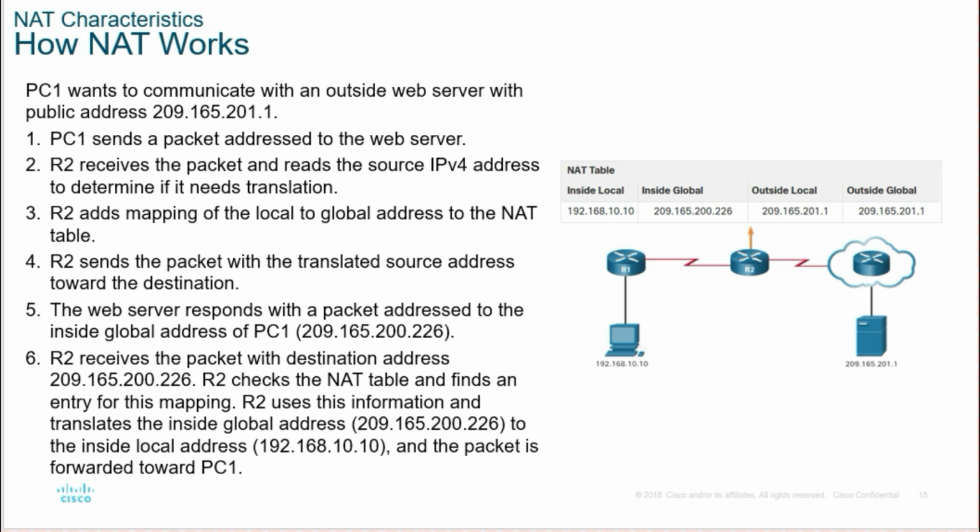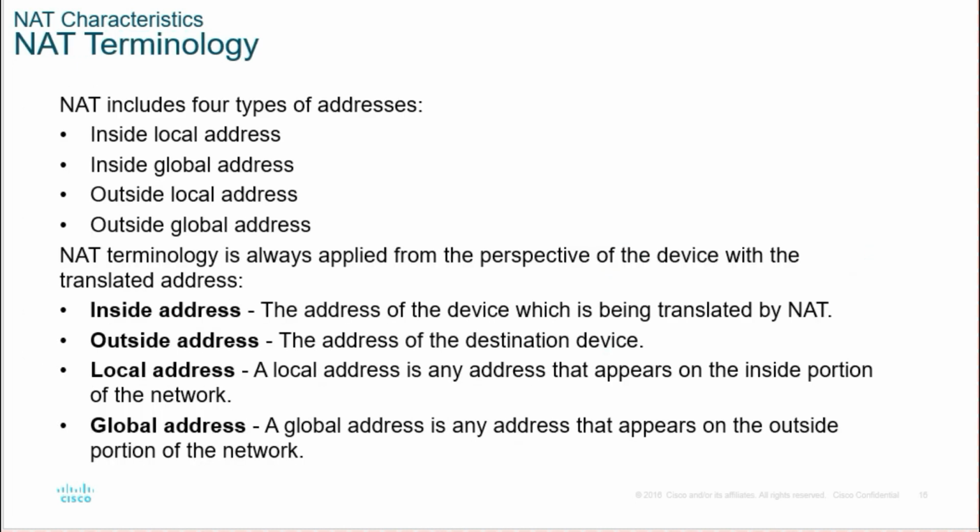Okay, so daripada operation ini, I think you will get the idea what the inside local, inside global, outside local and outside global means. So inside address is the address of the device which is being translated by NAT. In this case, it is the PC. Outside address is the address of the destination device. In this case, the web server.